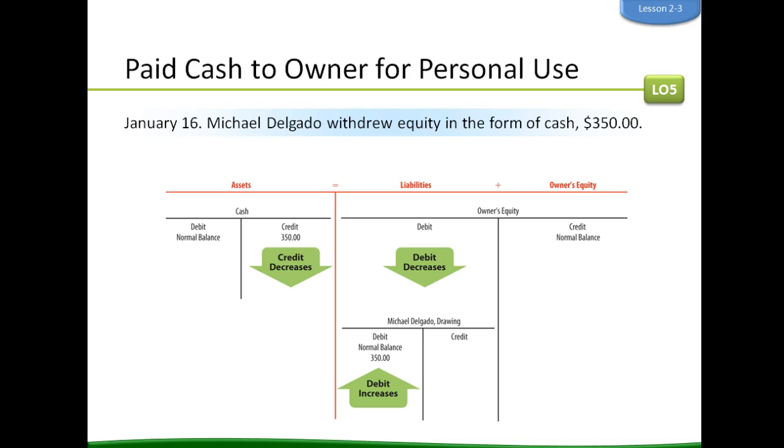However, for the Michael Delgado drawing account, a debit increases that drawing account to reflect that the amount of money the owner has taken out of the business is going up, and the increase in the drawing account means that owner's equity is decreasing. So debiting the drawing account increases the balance in the drawing account. The drawing account increasing in value results in a decrease in owner's equity, and so that's why that's a debit. I'm going to go ahead and credit cash. I'm going to debit the drawing account, which results in a decrease in owner's equity.